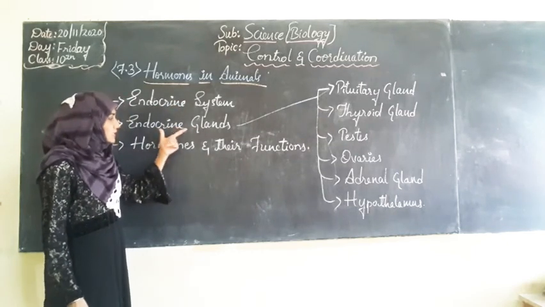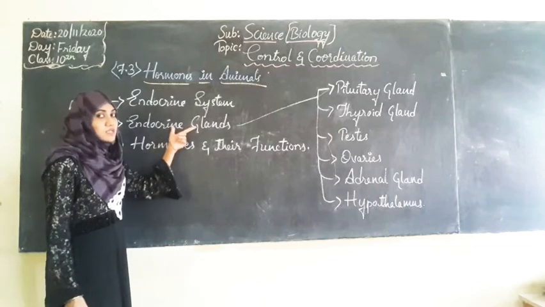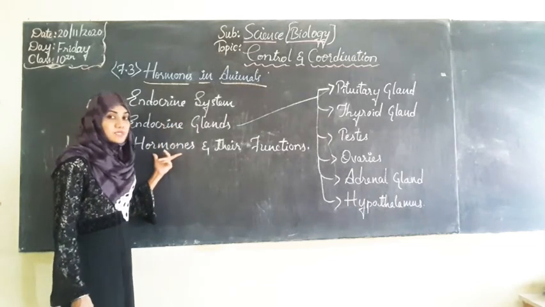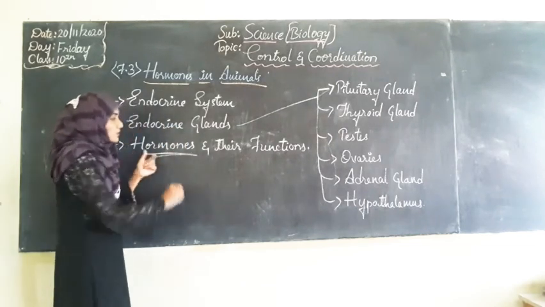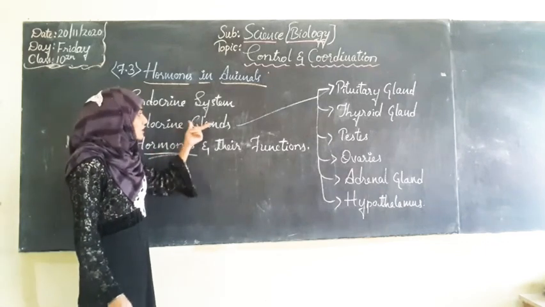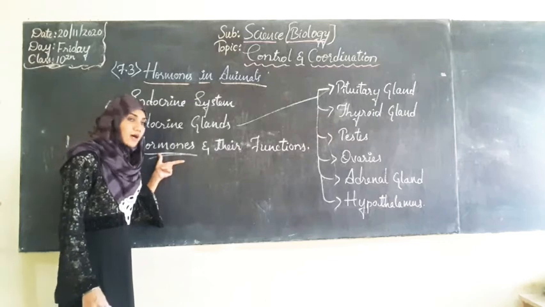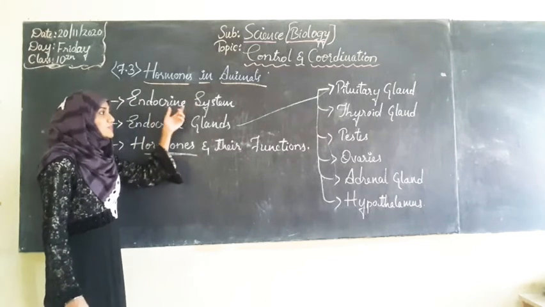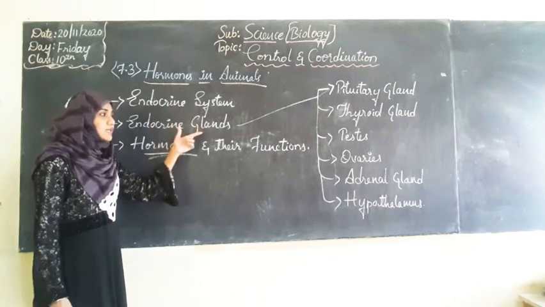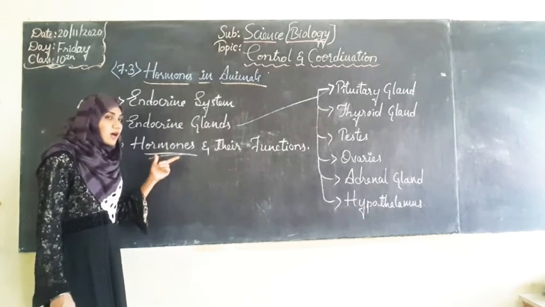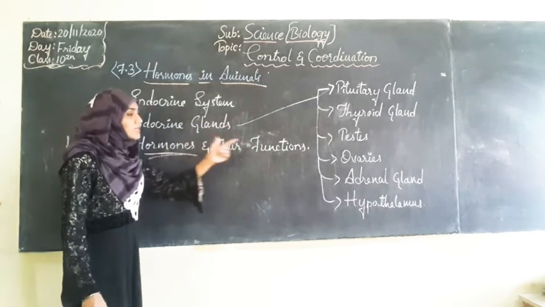So what is meant by endocrine glands? These endocrine glands secrete a chemical substance called hormones. And there are different kinds of endocrine glands which secrete different kinds of hormones. We will study the endocrine system, consisting of the endocrine glands which secrete hormones, and their functions.